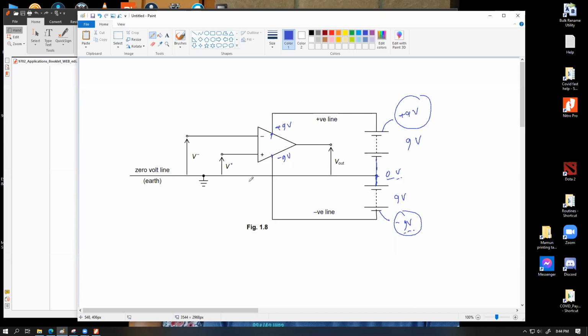Do you understand the purpose of this rectangular circuit? Why do you have two sets of batteries and what's the purpose of the ground?